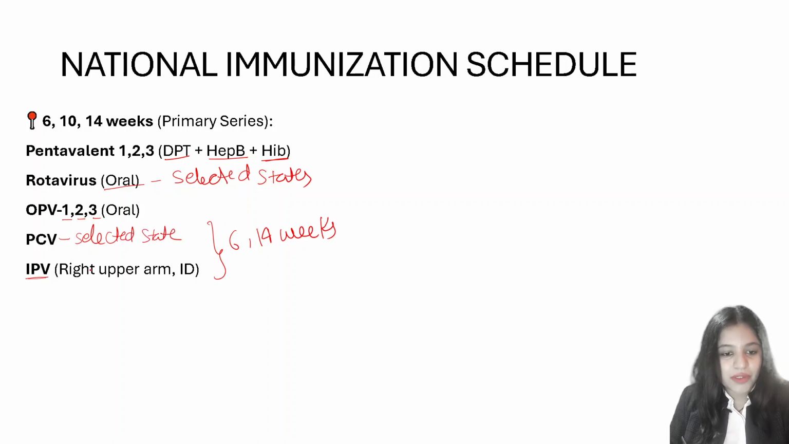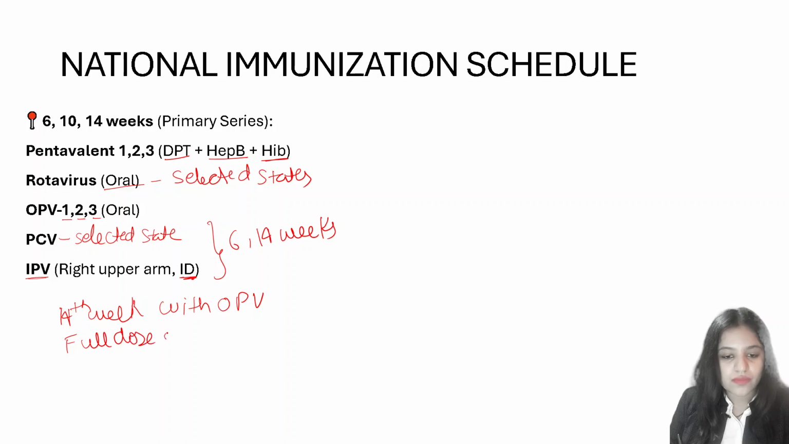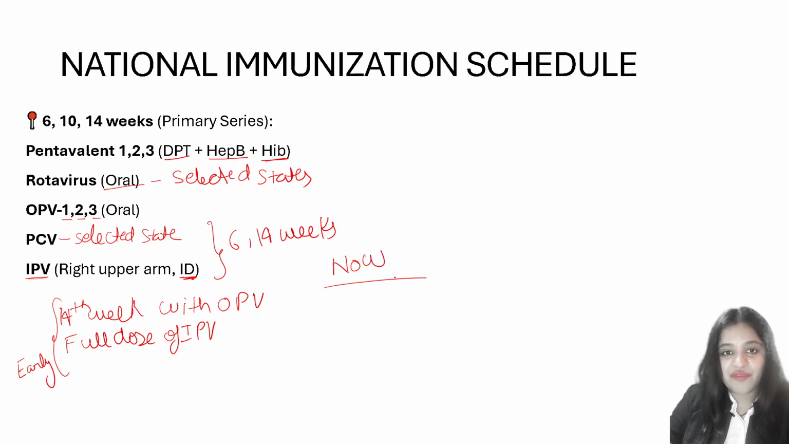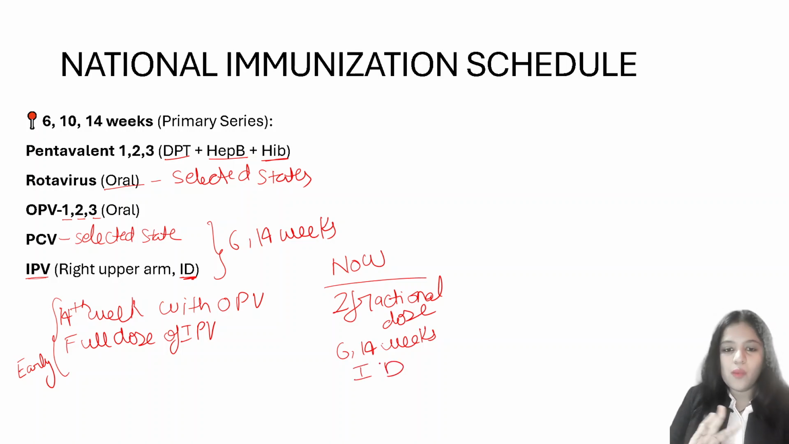And your injectable polio vaccine is given at 6 and 14 weeks, intradermal. One important point about IPV is that previously it used to be given at the 14th week, along with the third dose of oral polio vaccine, and you had to give the full dose of IPV. But this was earlier. Now what we do is we have divided it into a fractional dose given at 6 and 14 weeks intradermally. Now, why was this done?